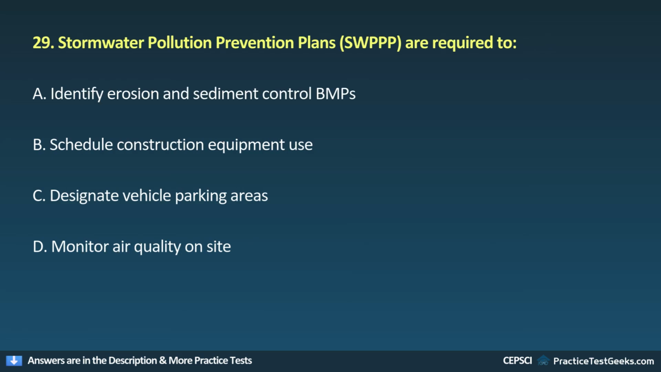29. Stormwater pollution prevention plans, SWPPP, are required to A. Identify erosion and sediment control BMPs. B. Schedule construction equipment use. C. Designate vehicle parking areas. D. Monitor air quality on site.